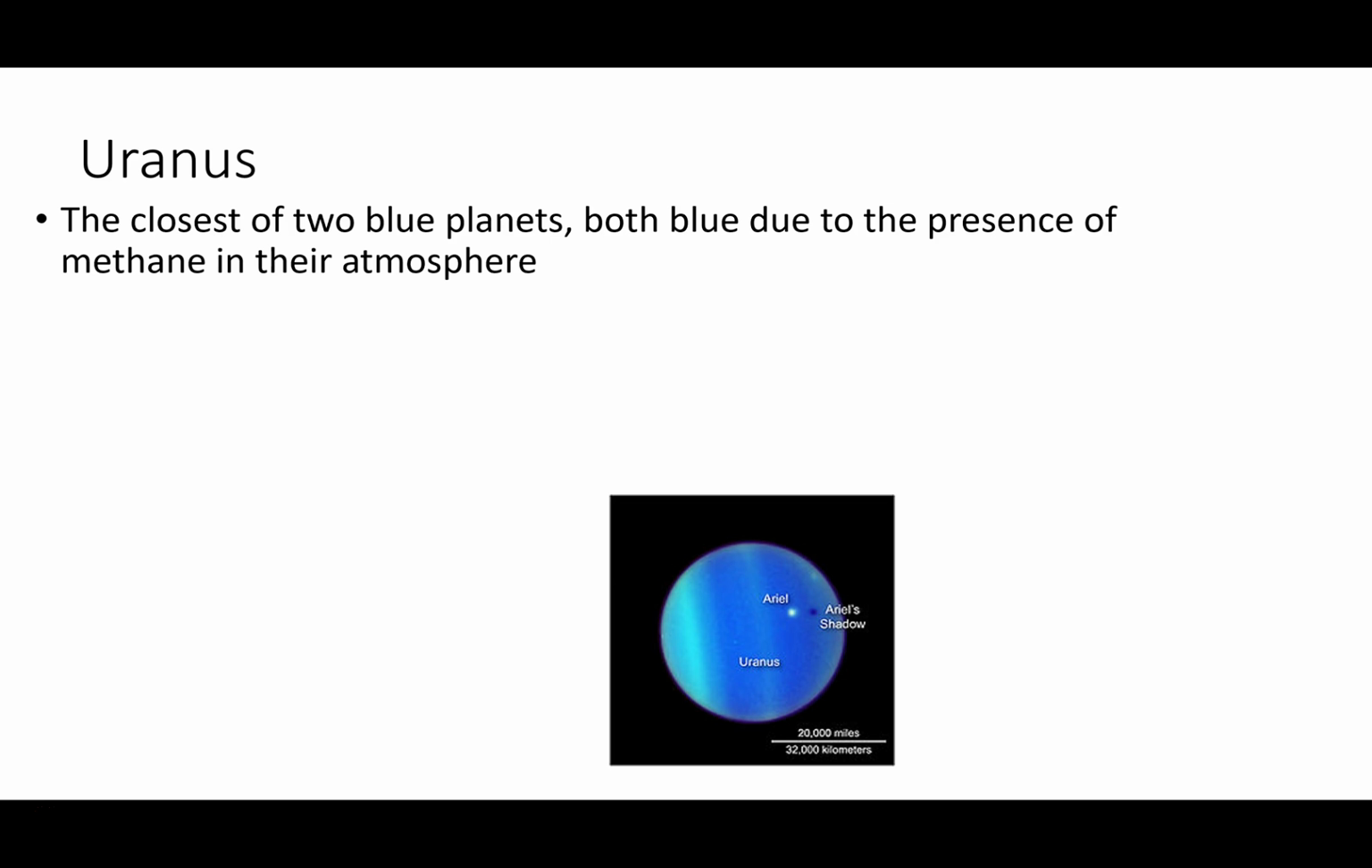All right, after Saturn, we have Uranus. Uranus's axis of rotation is tilted so that it lies in the plane of the ecliptic as it orbits the sun. This is the first of two blue planets, and they're blue both for the same reason, due to the chemical methane.